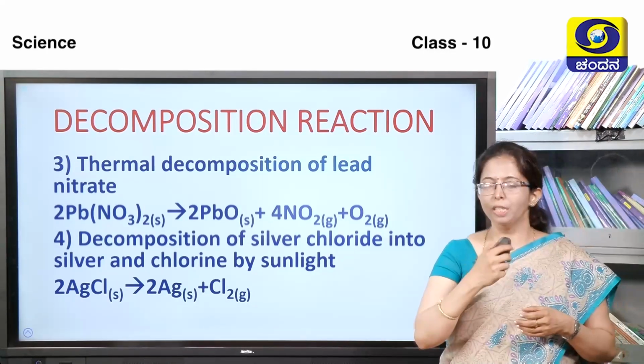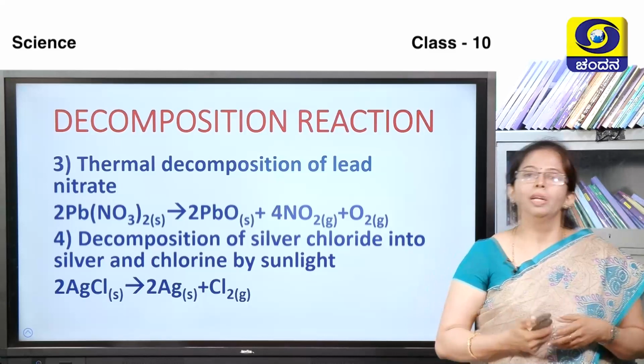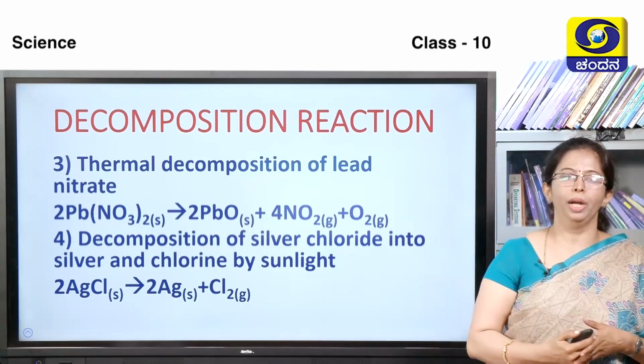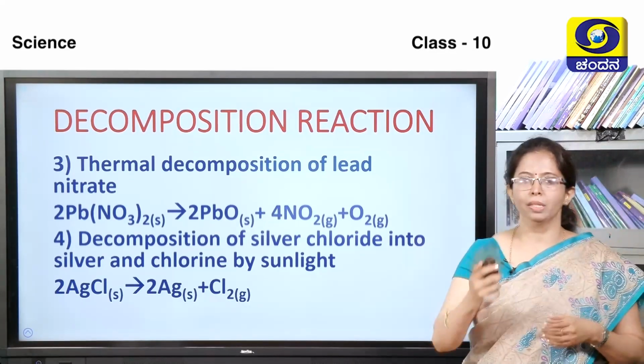Here you can see the fourth example. What is this? Decomposition of silver chloride into silver and chlorine by sunlight.